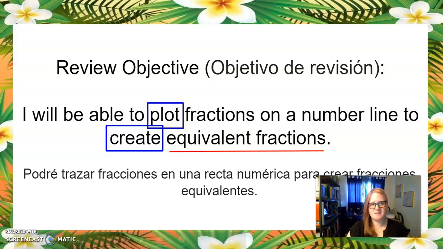All right, so our math objective for today will be, I will be able to plot fractions on a number line to create equivalent fractions. So remember when we're talking about equivalent, we're talking about equal, okay? Equivalent and equal essentially mean the same thing.